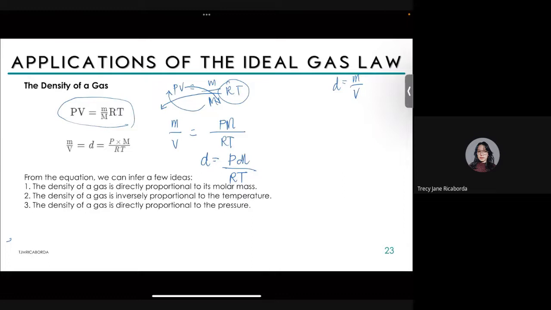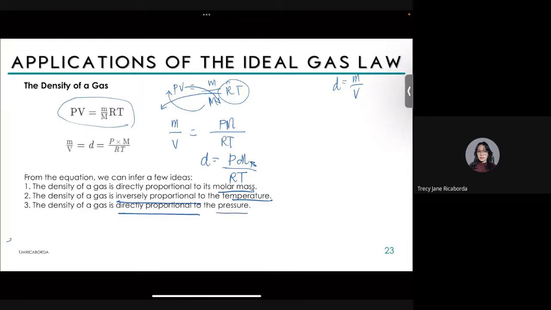We can now see here that the density of a gas is proportional to its molar mass. Right? Because if nasa numerator, that's proportional. And then pag nasa denominator, on the other side of the equation, it's inversely proportional. So, directly proportional to its molar mass, inversely proportional to the temperature, and directly proportional to pressure.